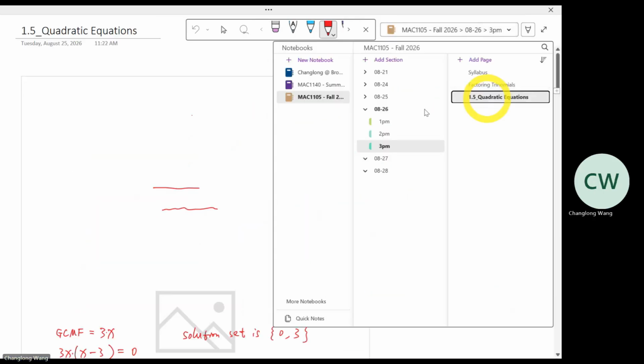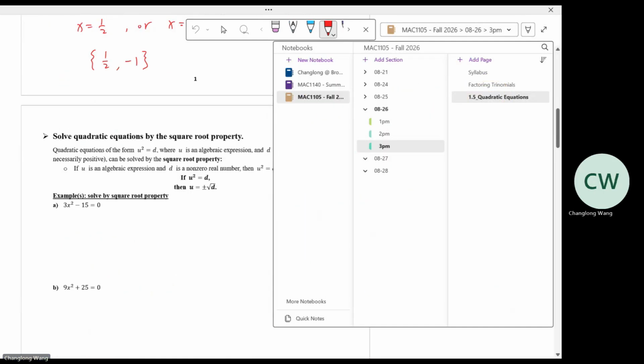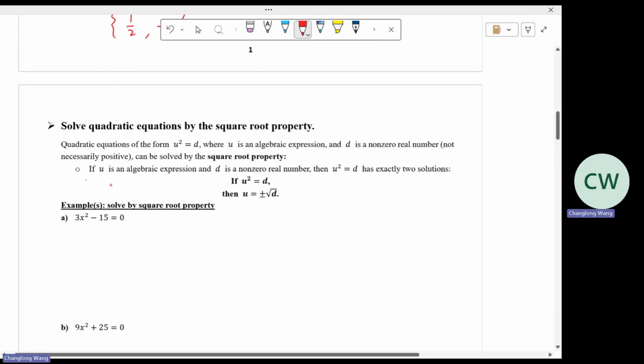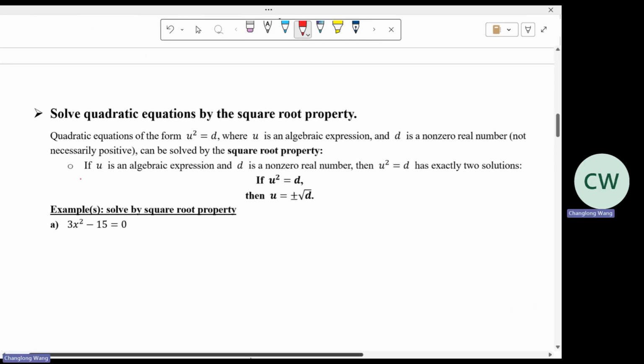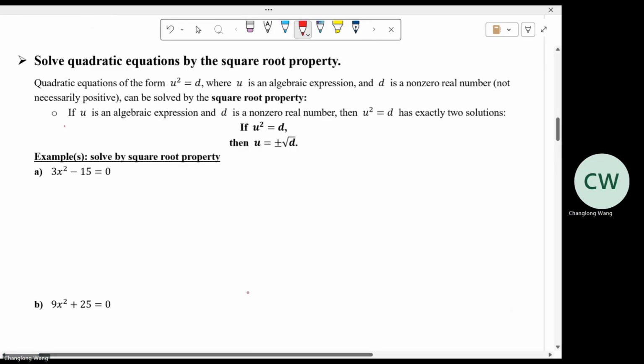let's move on to the so-called square root property for solving quadratic equations. So now we're back to the 1.5 packet, right? If you want one, I have a few extra copies. Only for this time, because I don't know how many students I'm getting. All right.